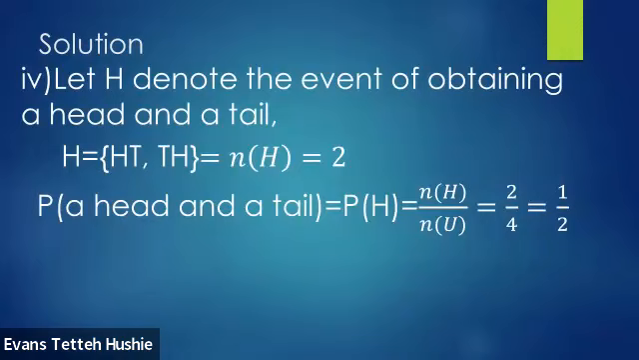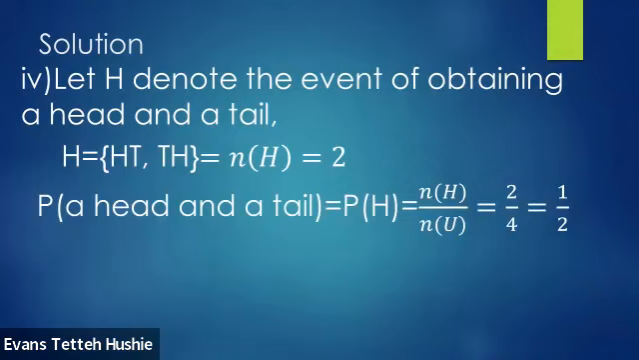What he's saying is that, wait, calm down and listen. Yes, listen. Are you listening? The question is, let H denote the event of obtaining a head and a tail. When you look at your possible outcomes, how many of them has a head and a tail? Simple. Don't go beyond that.